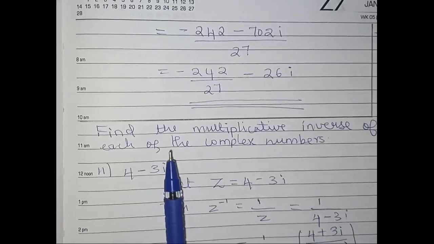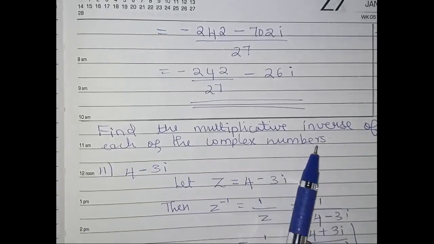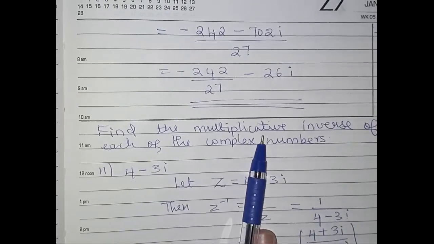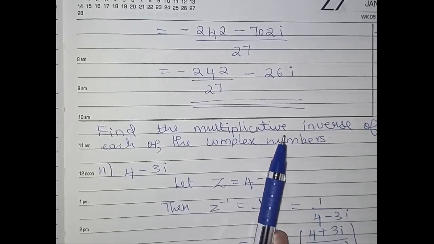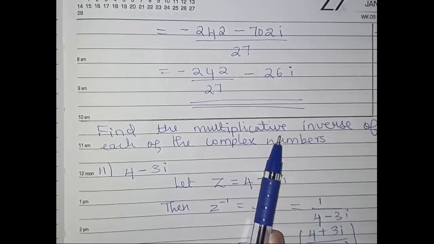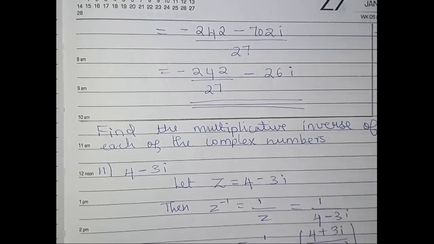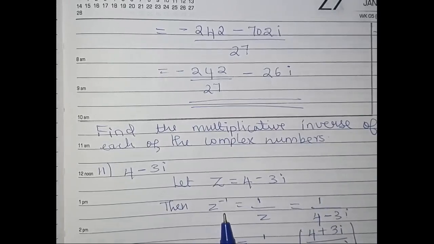Next question. Find the multiplicative inverse of each of the complex numbers. So they are given a complex number. We need to find the multiplicative inverse. What did we learn about multiplicative inverse? When it satisfies z into 1/z is equal to 1, the 1/z is called the multiplicative inverse. So we are going to find 1/z, that will be the multiplicative inverse.